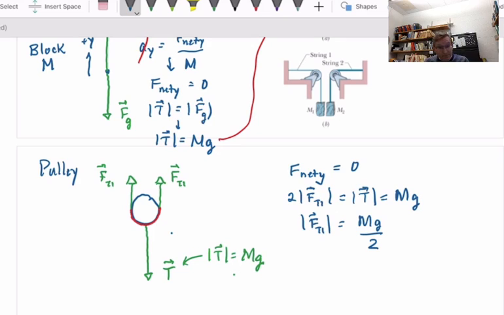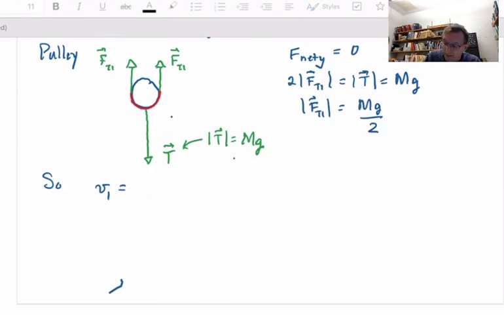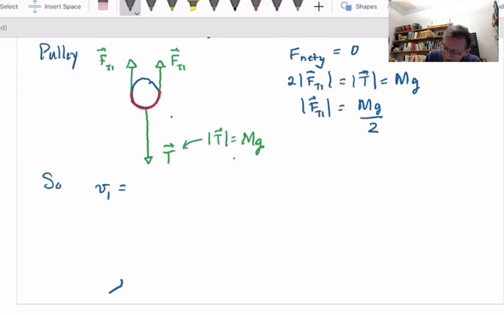Easier on the string. But that's the tension in string 1, mg over 2, where m is the mass of that block. Now that I know that, I can get v1, the speed that a transverse wave would have if we set it up on string 1. That's all they're asking. If you set up a transverse wave on string 1, what would be the speed of it? And this would be the formula you would use.